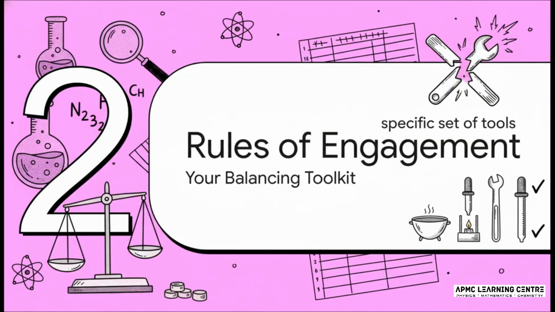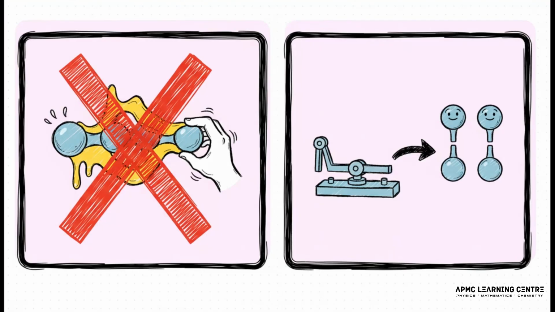So how do we solve this puzzle and balance our atomic ledger? Well, we've got a very specific set of tools, and it's so important to know which tool to use, and maybe even more important, which one you can never, ever touch. And here are our 2 tools. On the left, you've got subscripts. Think of these as the molecular glue. That little 2 in O2 means 2 oxygen atoms are stuck together. If you change that number, you're not just changing the number, you're changing the entire substance. So rule 1, do not touch the subscripts, ever.